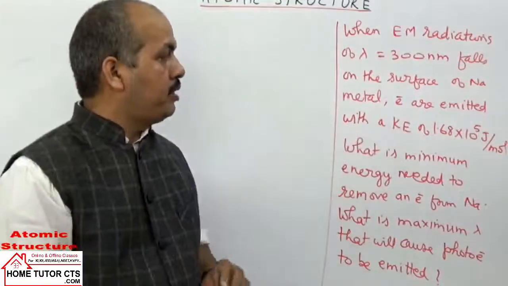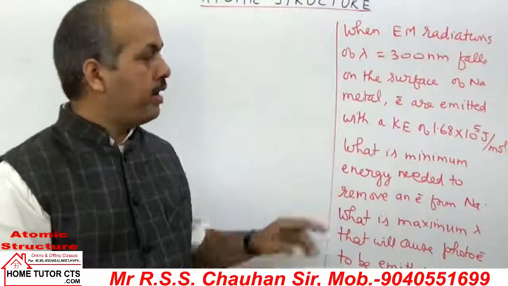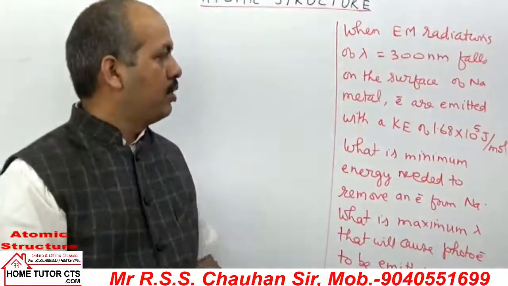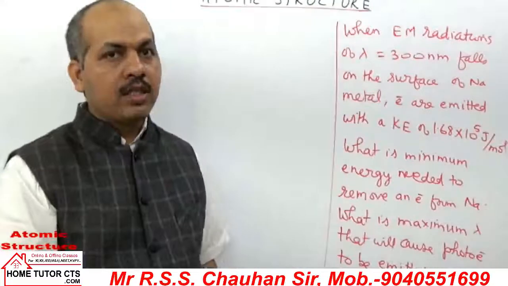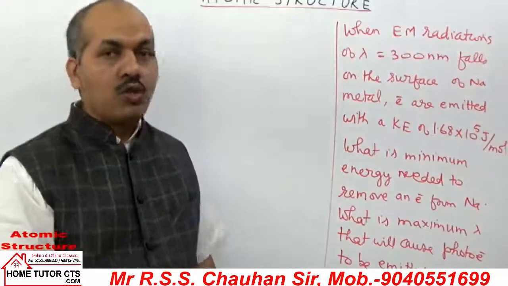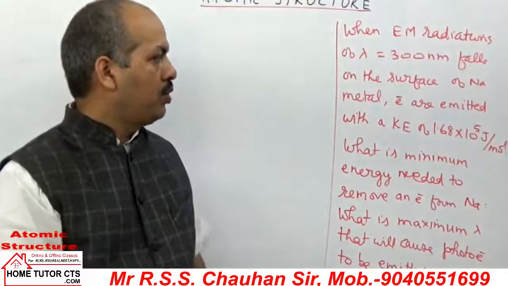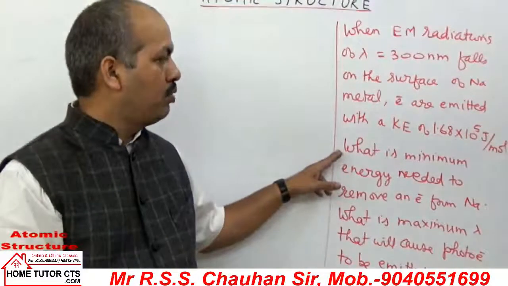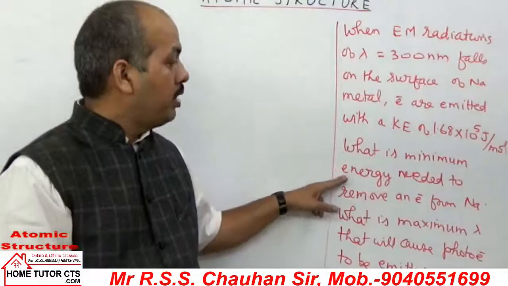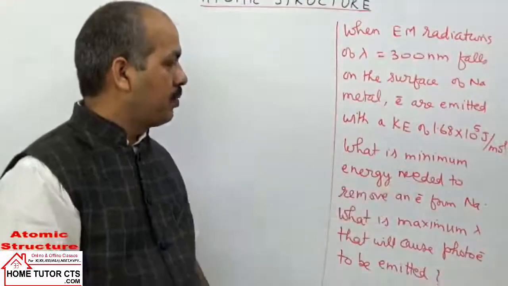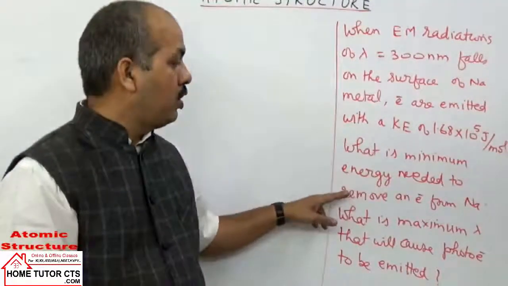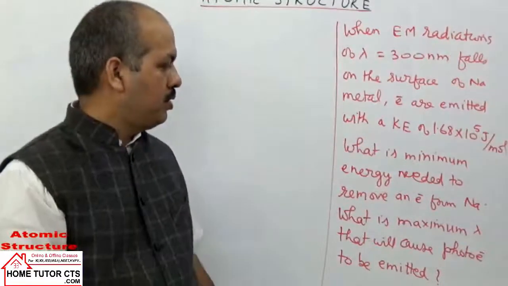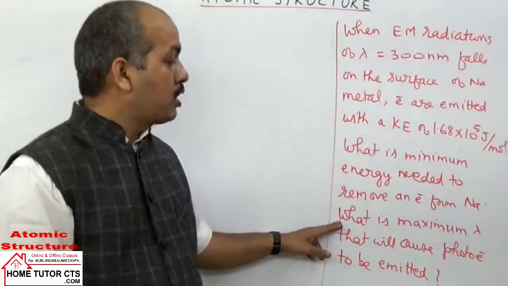falls on the surface of sodium metal, electrons are emitted with a kinetic energy of 1.68 into 10 to power 5 joules per mole. What is minimum energy needed to remove an electron from sodium? Full stop. What is maximum wavelength?